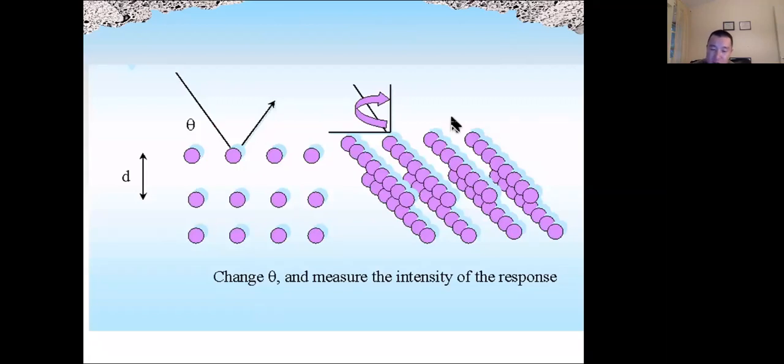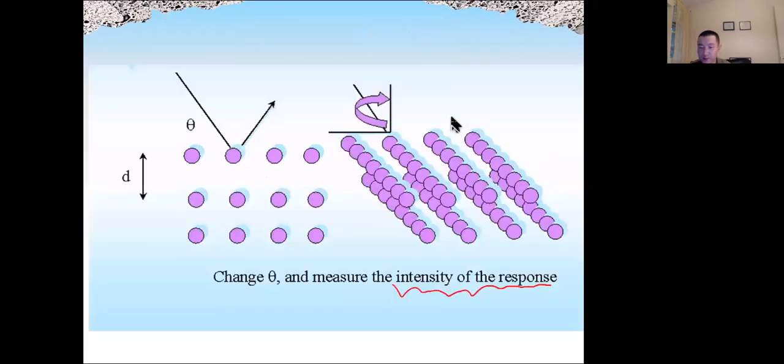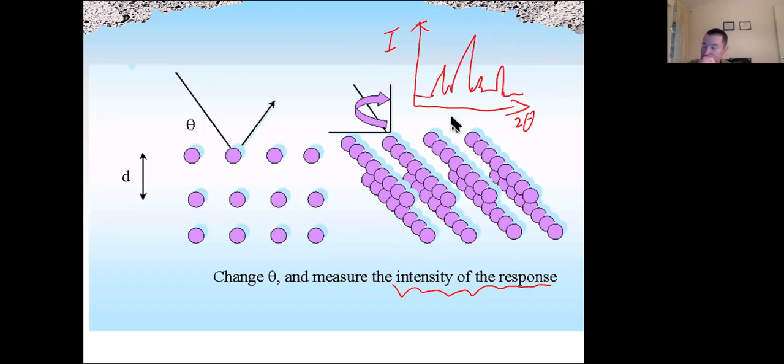So in X-ray diffraction, we change theta and then measure the intensity of the response. When Bragg's law is verified, 2D sine theta is equal to n lambda, then the intensity of the X-ray will be higher. Based on that, we can get a plot. I is for intensity, the x-axis is theta, so we're going to see something like this.